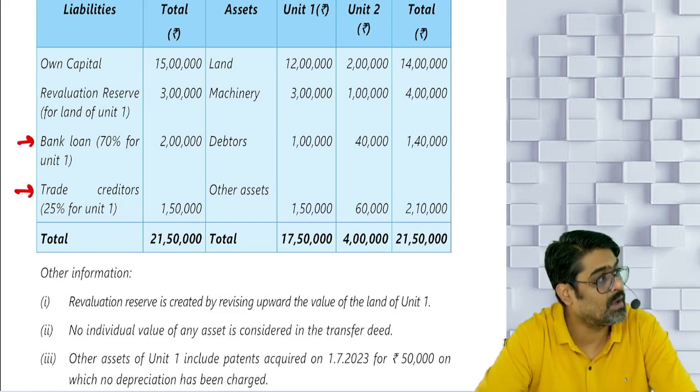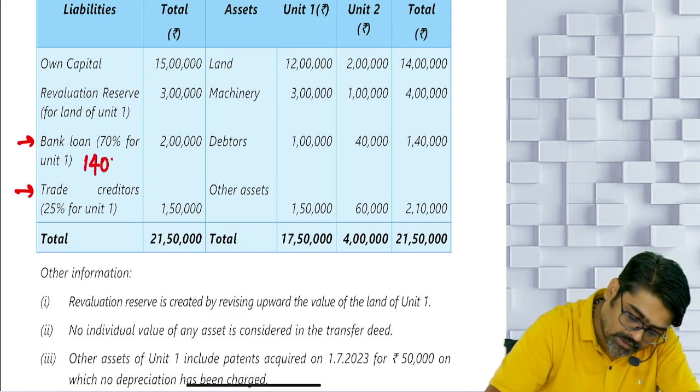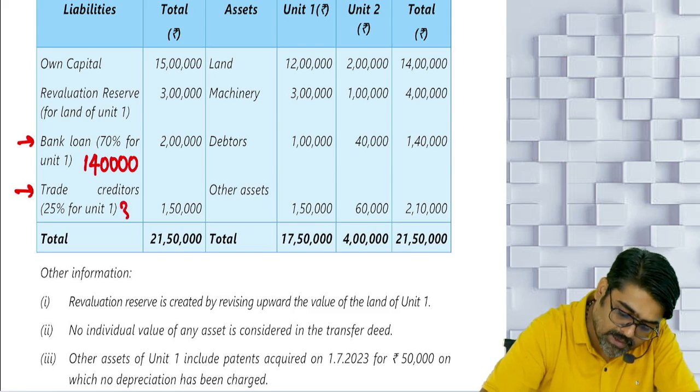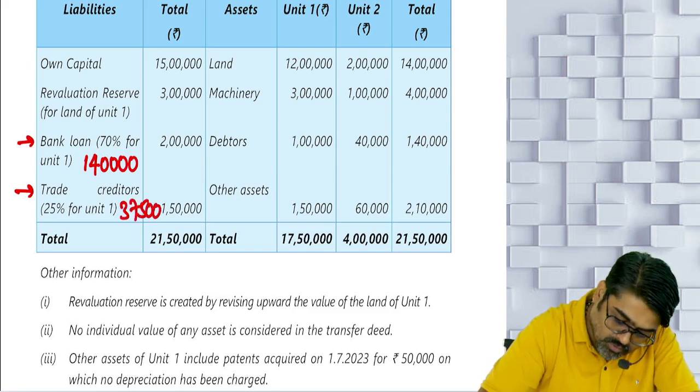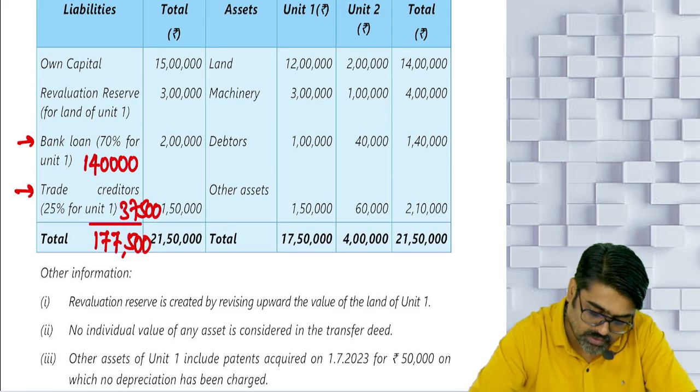So how much bank loan relates to unit 1? 70%. That is 1,40,000. How much trade creditors? 25% of 1,50,000 will be. So what is the book value of all the assets? 177,500. Now we are supposed to take the value of assets, total assets.